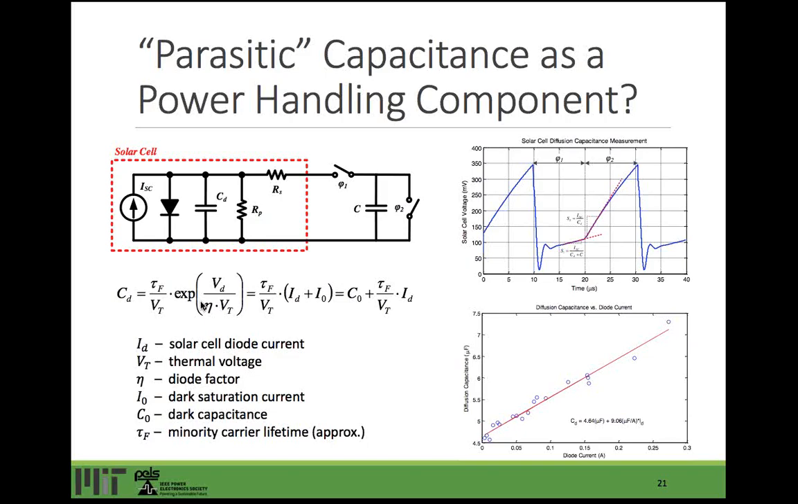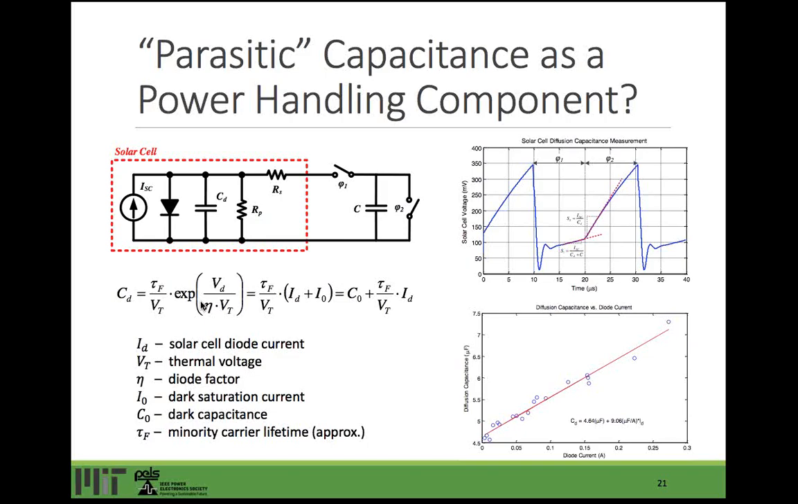So having verified the capacitance relationship in the context of a switching converter, the next step is to make sure that this intrinsic capacitance can actually be used as a power handling device for power balancing. And to do so, we had designed a circuit with 3 solar cells and a single capacitor.